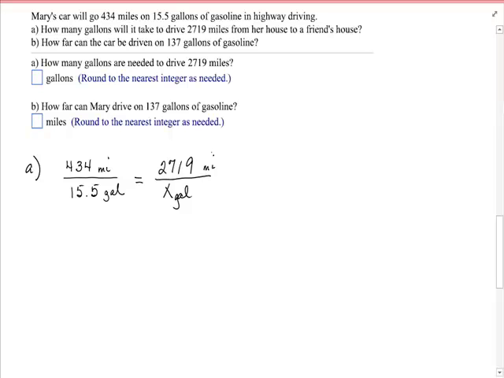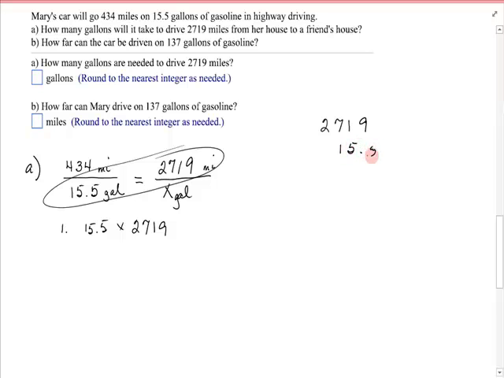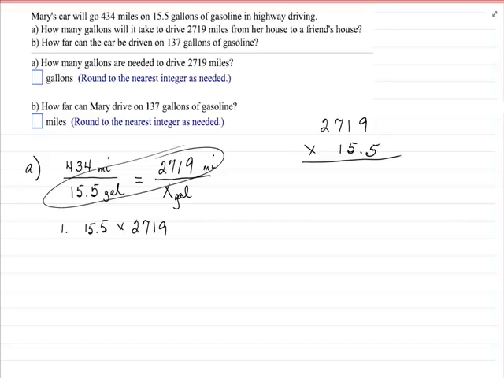All right, how am I going to solve this proportion? Well, I do the cross product that has 2 numbers. So step 1, I have 15.5 times 2,719. All right, I can do it. 2719, 15.5. I'm going to rewrite that now that I put my lines there. I think the lines are useful when the arithmetic gets so big. 2719 and 15.5.